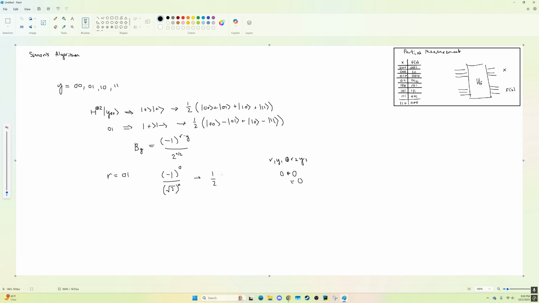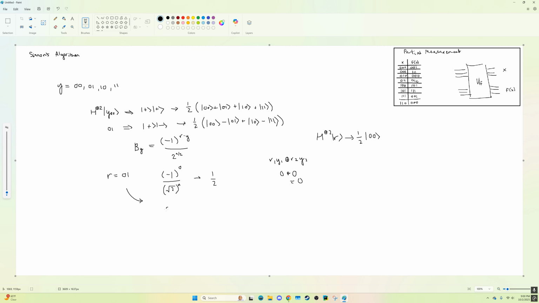So now when we write it in terms of the basis set, we're going to have 1/2 times, and we have our coefficient on the ket 0, 0 vector, which is just positive 1/2. So now we are writing what if we apply Hadamard to r, this is what we're getting, and we're going to build it slowly.